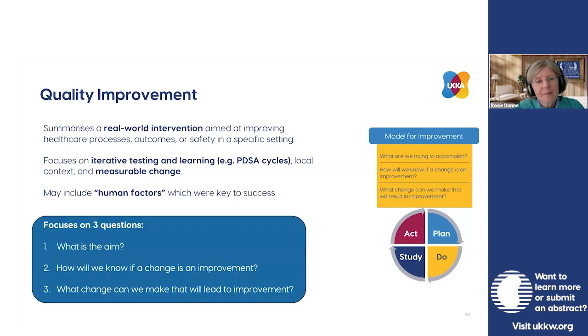Next slide, please. So quality improvement often focuses on these three questions. You'll see it on the right-hand side in that little infographic there. So what is the aim of the project, or what are we trying to accomplish? Secondly, how will we know if a change is actually an improvement? So that comes down to how we measure things. And then what changes can we make that will lead to an improvement? So that comes down to sort of having ideas as a team and testing those changes as we go along. And we often test those in what's called PDSA cycles, or Plan, Do, Study, Act, which I'm sure a lot of you will have heard of.